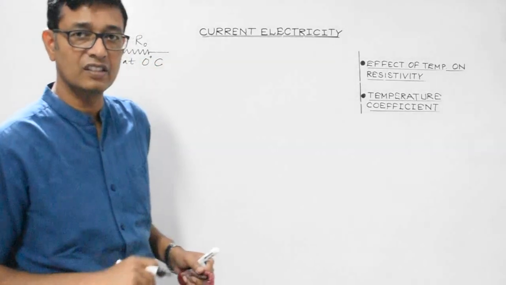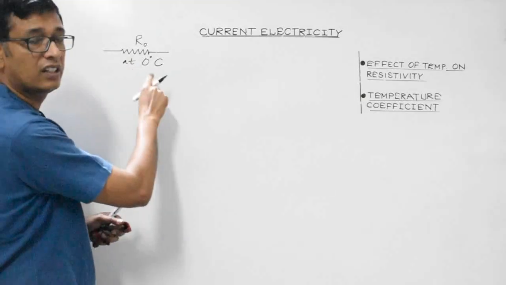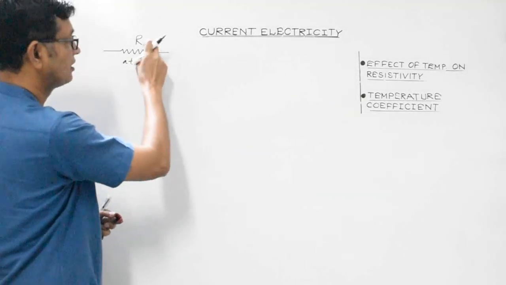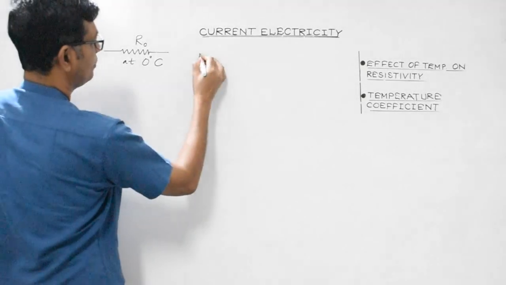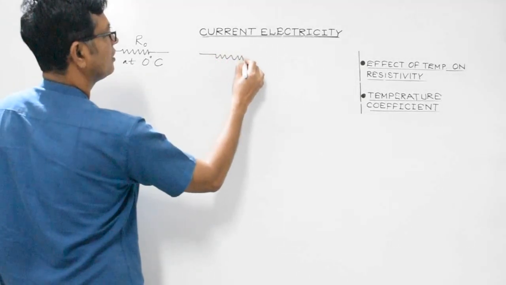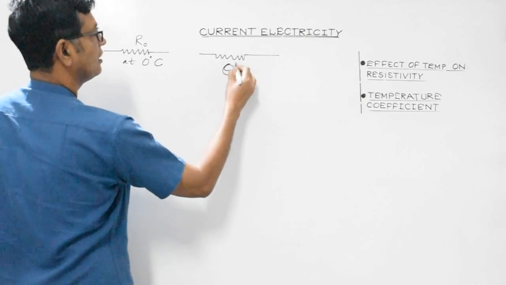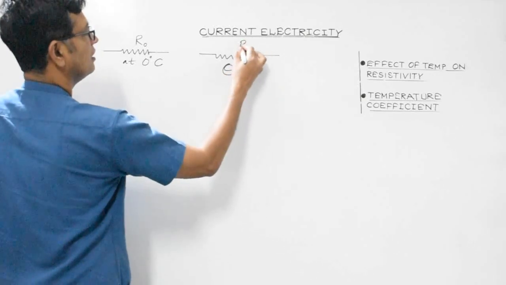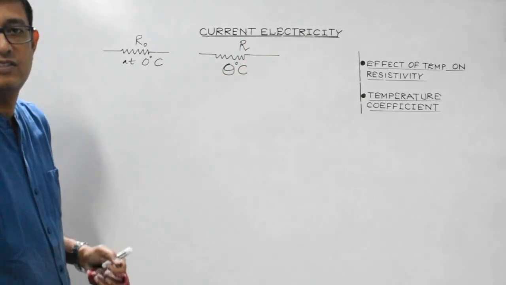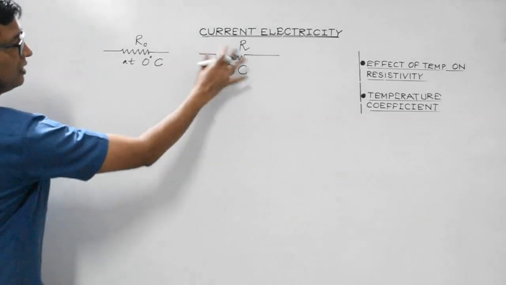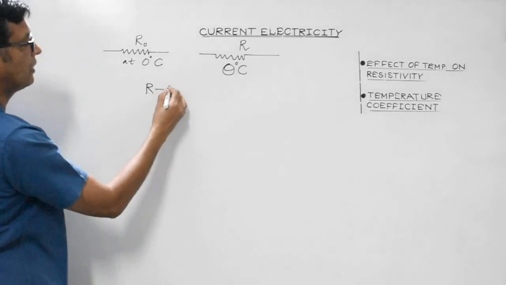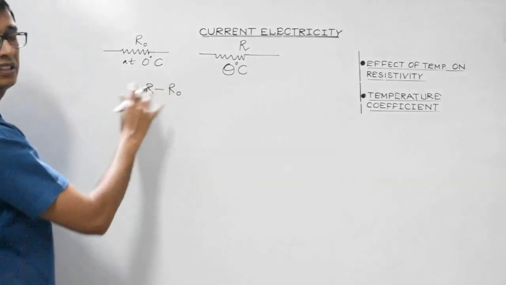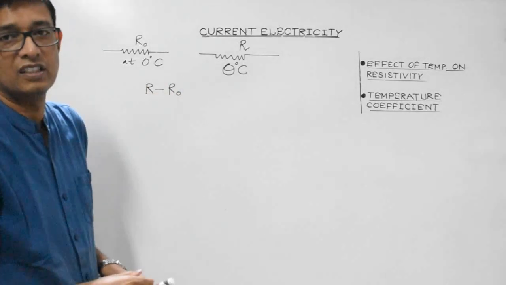Now just now we have discussed, if we tend to increase the temperature, the resistance of this given conductor will also increase, right? Suppose the temperature is increased and at theta degree Celsius, the resistance increases to R, right? So students, what is the increase in the resistance of the conductor? It is R minus R0. This is the increase in the resistance of the conductor.